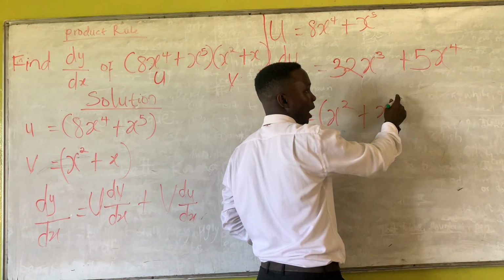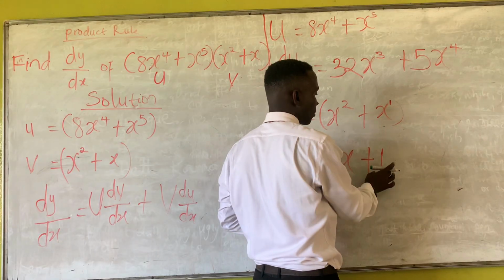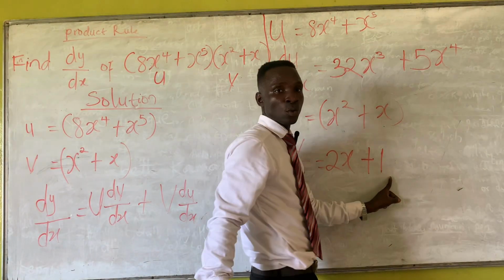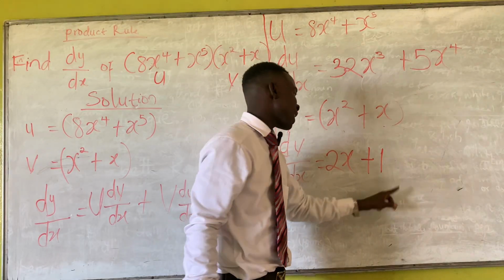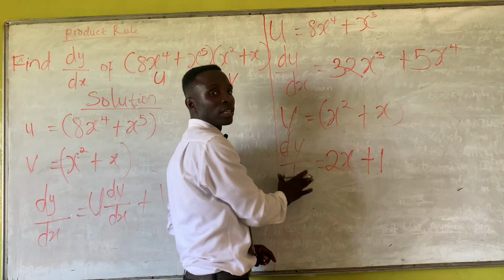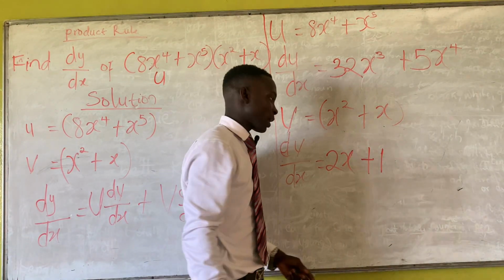1 minus 1 will give us 0. Anything raised to the power of 0 is 1. So that 1 times this 1 will give us 1. Therefore, if we differentiate x, we are going to have 1. So if we differentiate this v equation, our dv/dx will be equal to 2x + 1.